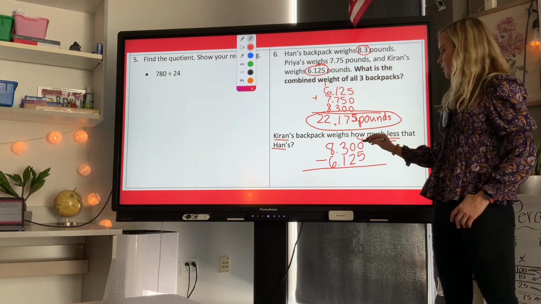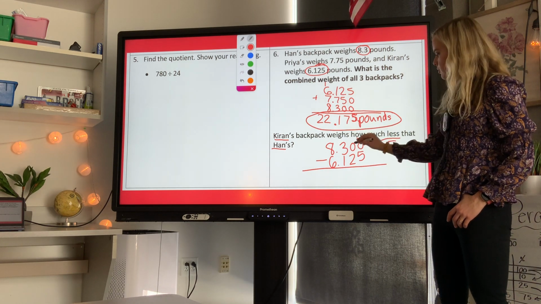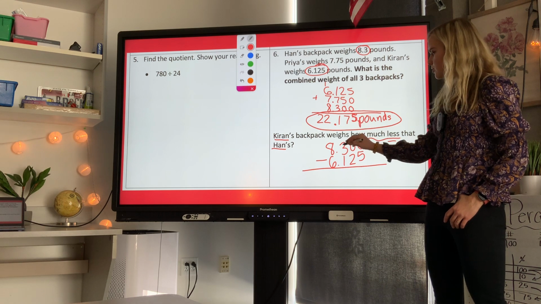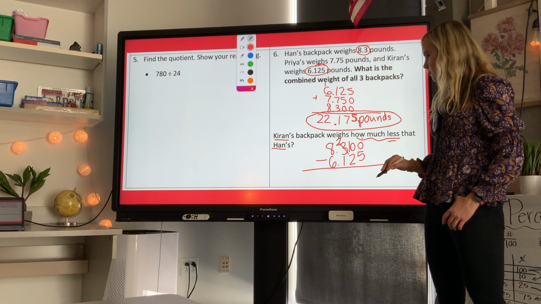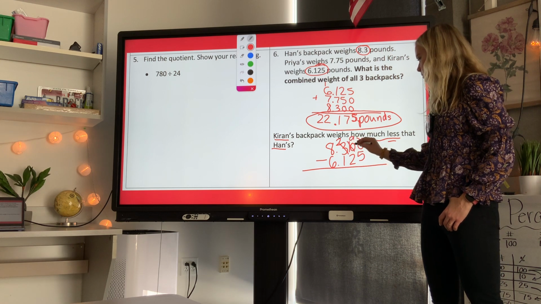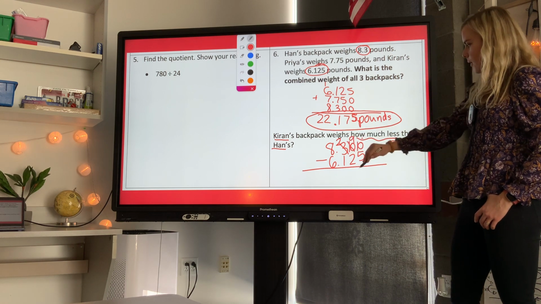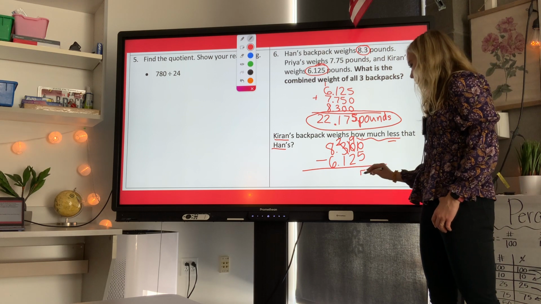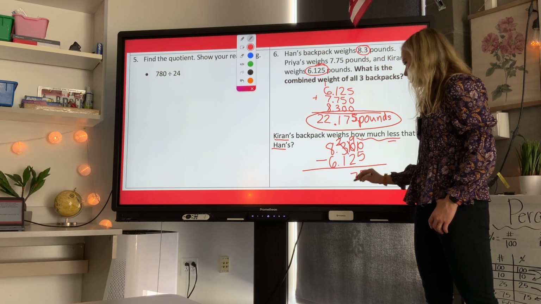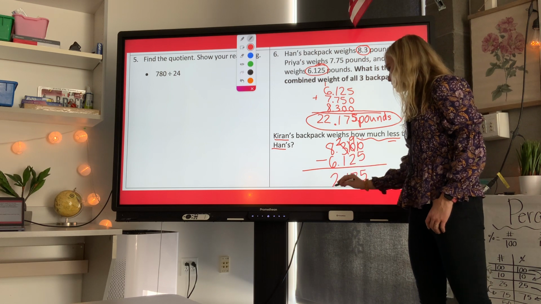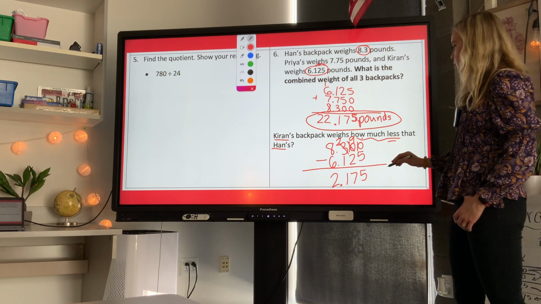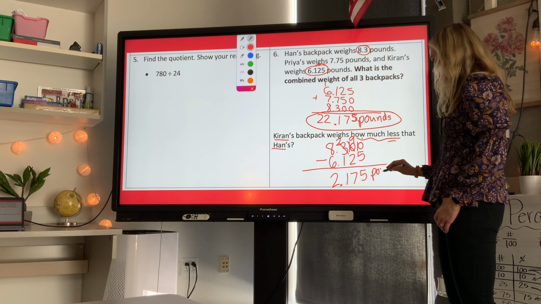So I start on the right side, 0 minus 5, I can't do, so I need to go next door. I can't borrow, so I go next door. So I can regroup this 3, so this is 2, and now this becomes a 10. I need to regroup that 10, so now this becomes a 10. So now I can subtract. 10 minus 5 is 5, 9 minus 2 is 7, 2 minus 1 is 1, bring down the decimal, 8 minus 6 is 2. So I'm gonna say 2.175 pounds less.